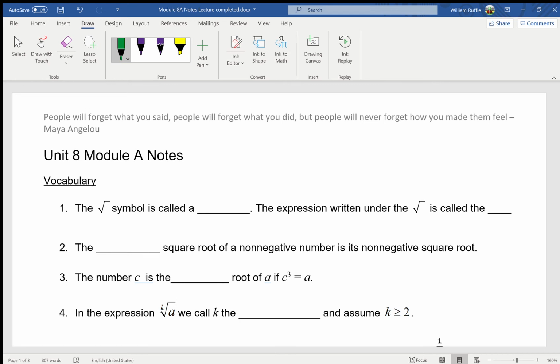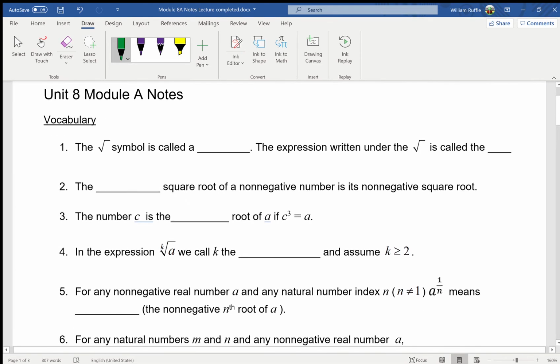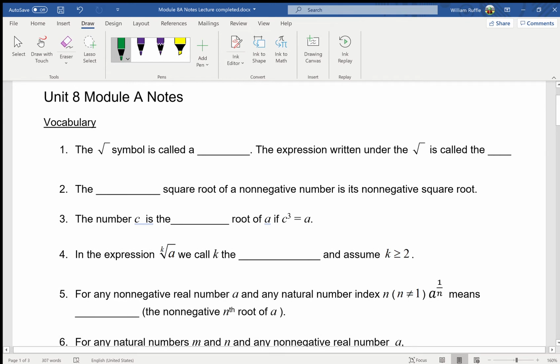Alrighty, so now we're going to start on the 8A notes. So I'm going to work my way through this. We're going to start off with a couple of vocabulary terms to start with. This is normally, we always call it the square root symbol, because that's normally what it's used for. But in general, it's really called a radical. So we're just going to call it a radical.